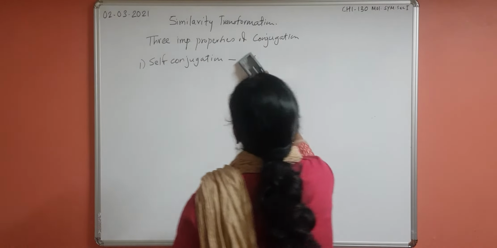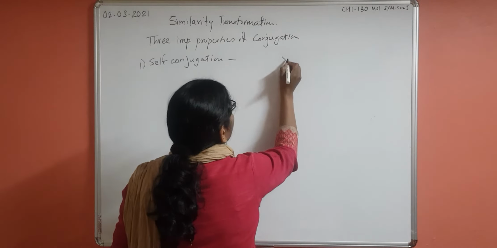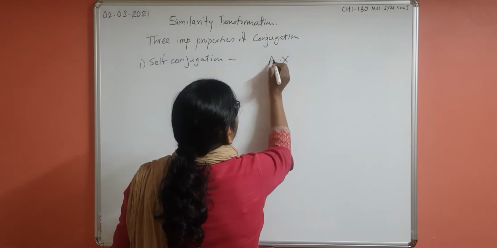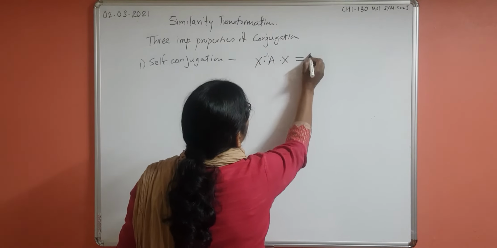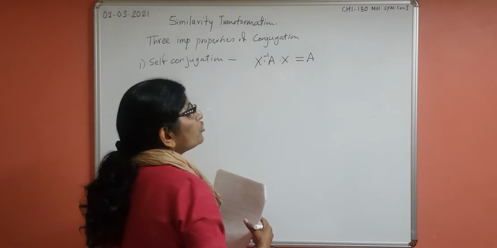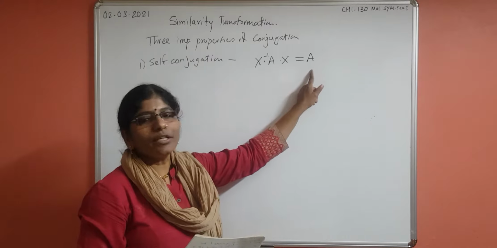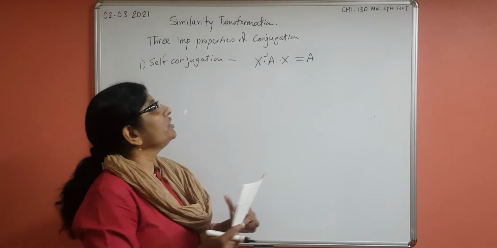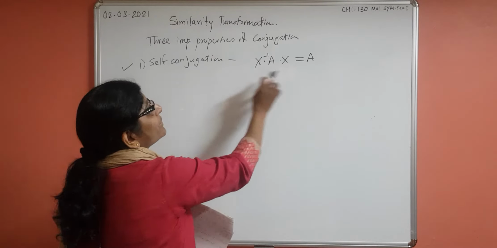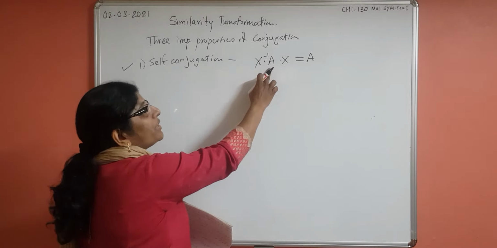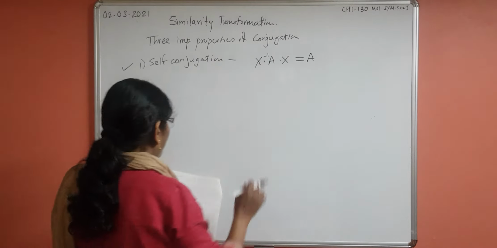Don't make a habit of writing from the left side. While writing the similarity transformation, always start with x, A, x inverse, which is the inverse of this, and the resultant is A. So similarity transformation on A by x will result in A itself. This is the self conjugation. If the answer is the same symmetry element on which we are going to do the similarity transformation, then this is self conjugation.